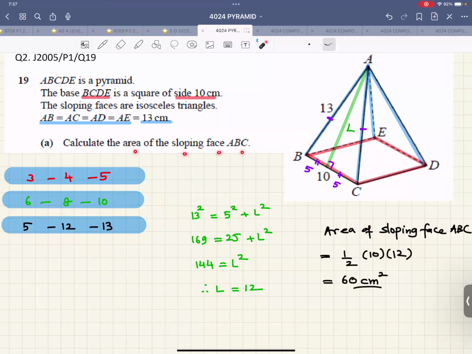Calculate the area of the sloping face ABC. So the area of the sloping face ABC, take this whole thing as the base, which is 10. Take the whole thing as the height, that is 12. 10 into 12 into half comes out to be 60.